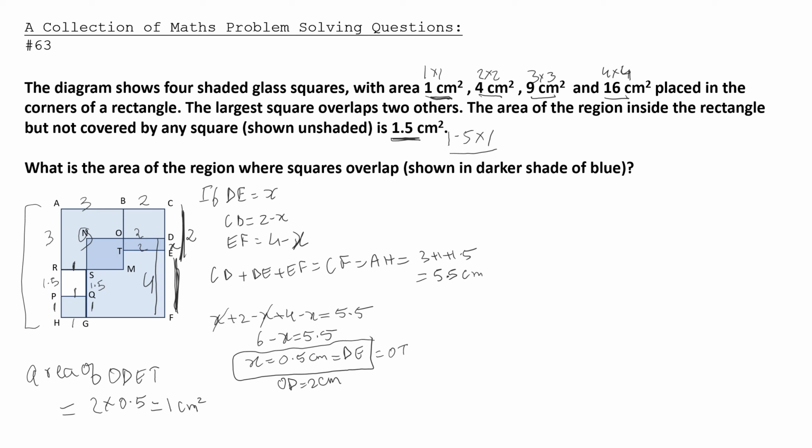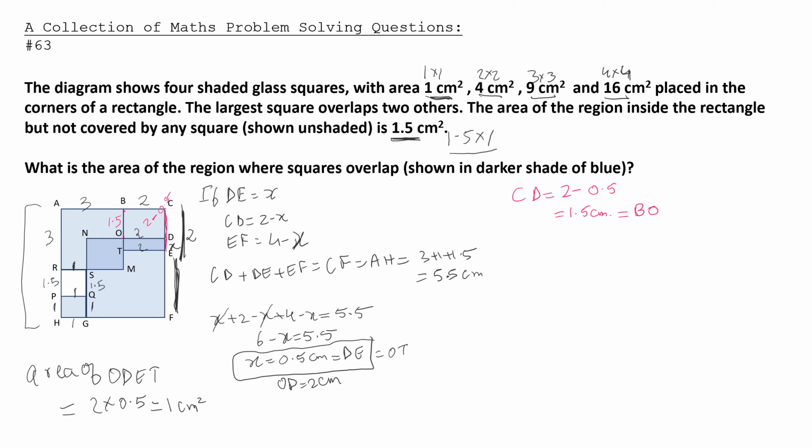Now, if I can say that BO, we have already found out, because we know that DE is 0.5 centimeters. Yes, DE is 0.5 centimeters. So CD I can find out. It would be 2 minus 0.5. So CD equals 2 minus 0.5, and that is 1.5 centimeters. Now CD also equals BO. That is 1.5 centimeters. This little bit, BO, is 1.5.